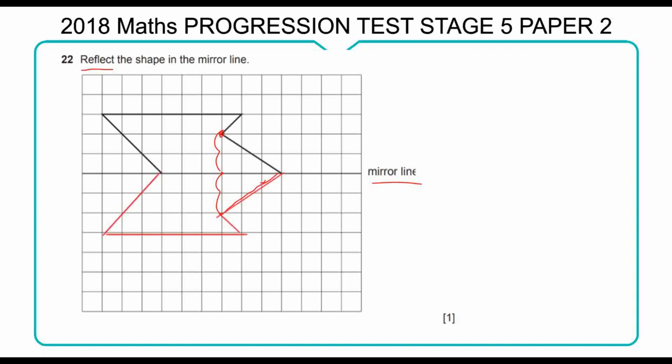And this one is 1, 2, 3 from the mirror line. So we make 1, 2, 3 to get this point. Then we connect this, and this is 1, 2, 3, 4, 5, 6, 7. So we also make 1, 2, 3, 4, 5, 6, 7. So we got this point, and we connect, this is the last. So this is how it works.